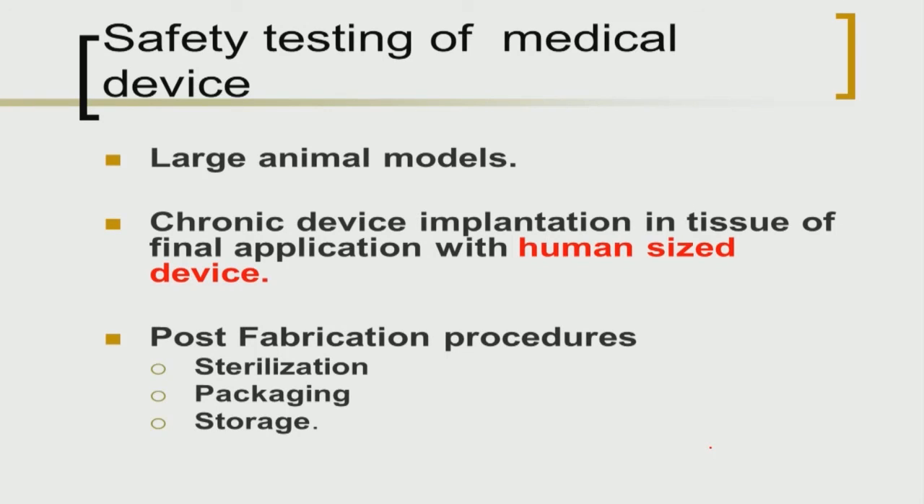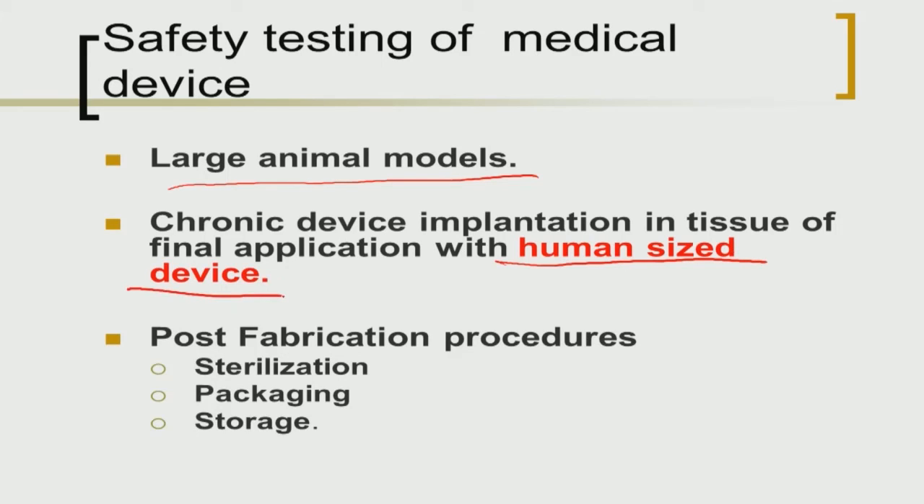So, one of the things people do at the very beginning is to assess the biological safety of any medical devices or large material devices, and for that it is recommended to use large animal models, with chronic device implantation in the tissue of final application with human sized devices.